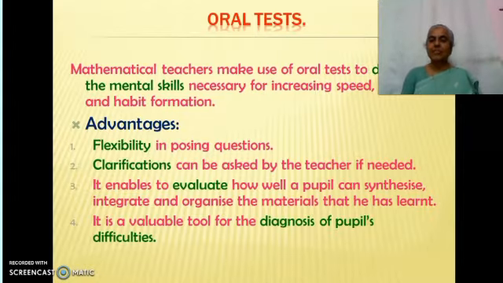The advantages of oral tests are the flexibility in posing questions. The teacher can ask questions. How did you arrive at this conclusion? What is the formula for this? Any question and clarification can be asked so that the student gets a thorough knowledge of the subject.